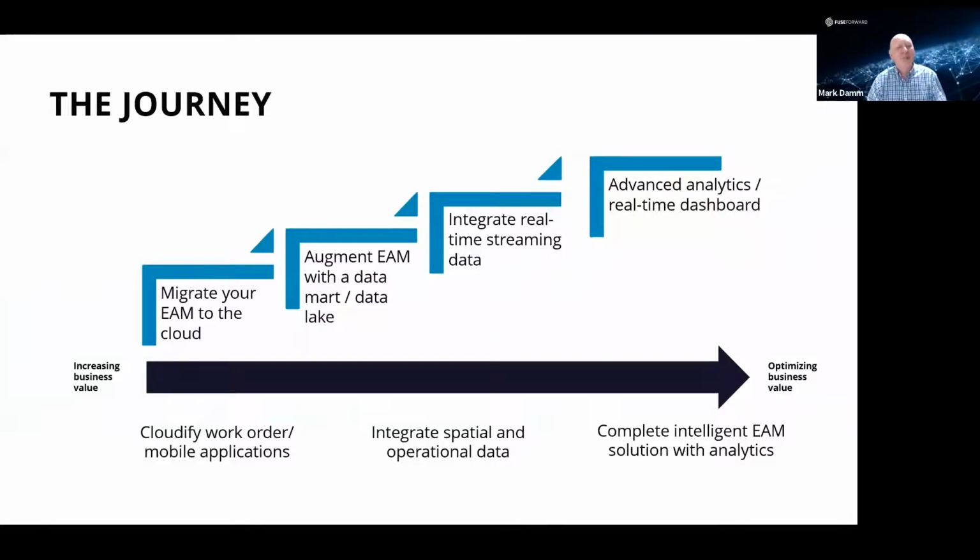So we've kind of looked at the future and said, what's the journey? In a lot of cases today, we have our base system. It's on premise. It could be in a single plant environment. We now need to link it in with the data from other plants, other facility areas, or even compare our data to other organizations. One of the key ways to do that is to start cloudifying the work order systems and cloudifying your mobile applications. So migrate your EAM to the cloud.